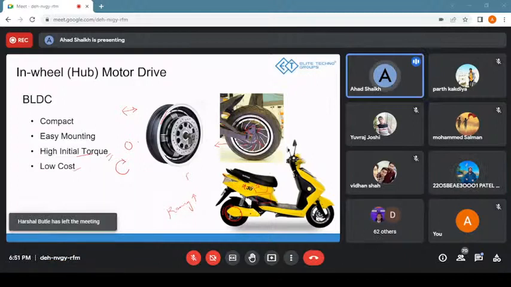As the motor is directly connected with the wheel, we are not having an additional chain and sprocket mechanism, belt pulley mechanism, or any gear mechanism. So transmission losses get reduced, and that's how we can get better performance in that aspect.